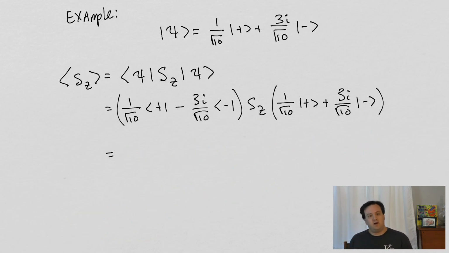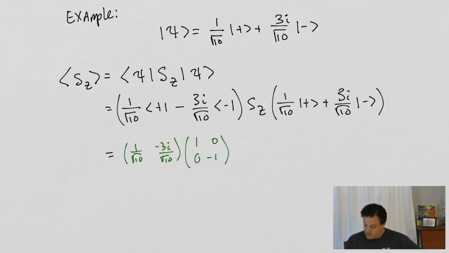Let me quickly do it now in the matrix notation way. And I like this because it's just a different way of doing the same problem. In this case, I can actually construct the row vector for the first thing, right? Because the row vector for plus is 1, 0, and the row vector for minus is 0, 1. And so the thing that I get over here is 1 over the square root of 10, and then in the second entry, I have minus 3i over the square root of 10. My Sz operator is 1, 0, 0, minus 1. And then on the right, I have 1 over the square root of 10, and then on the bottom, 3i over the square root of 10.